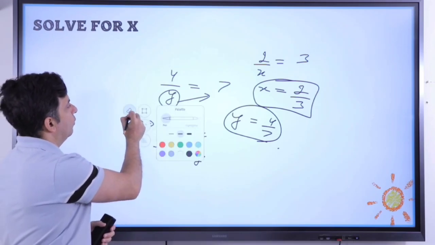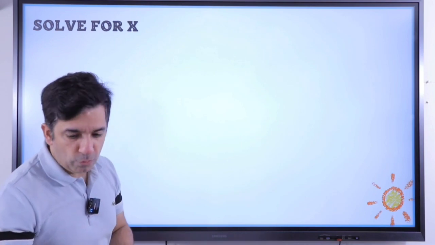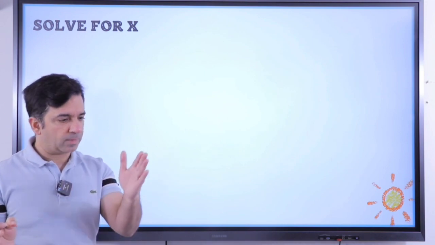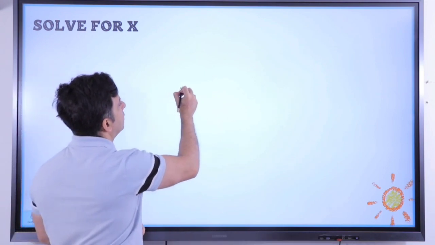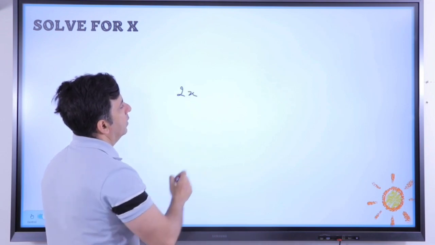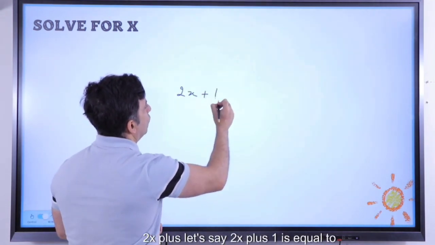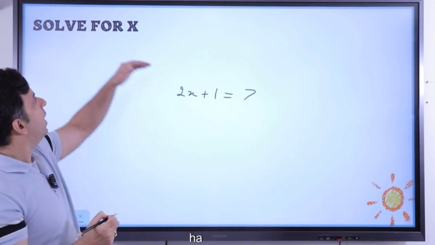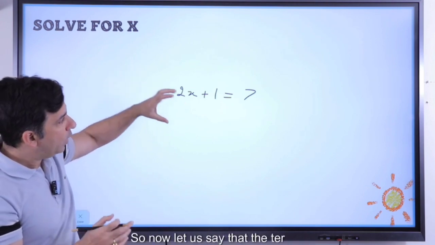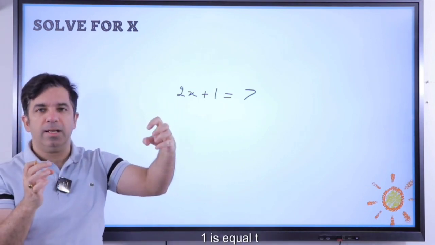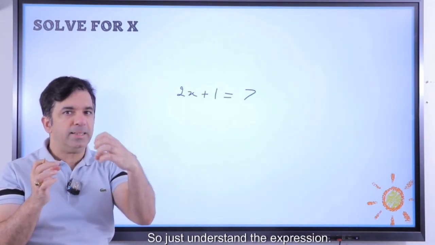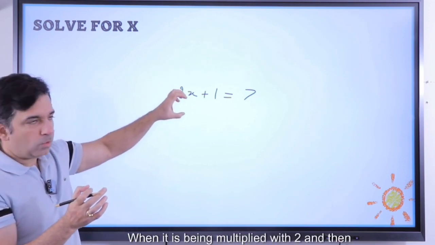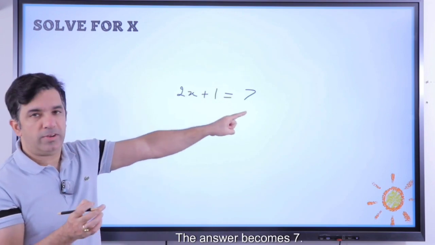But now let's move one step ahead, which is again a very straightforward process. Now let us assume that the term is 2x plus 1 is equal to 7. So the question remains the same, that we have to solve for x. Just understand the expression: there is an unknown x. When it is multiplied with 2 and then 1 is added to it, the answer becomes 7.